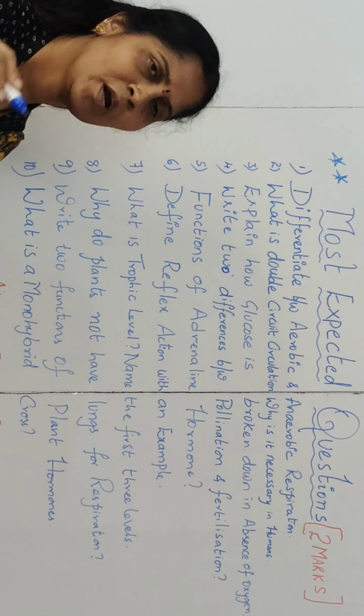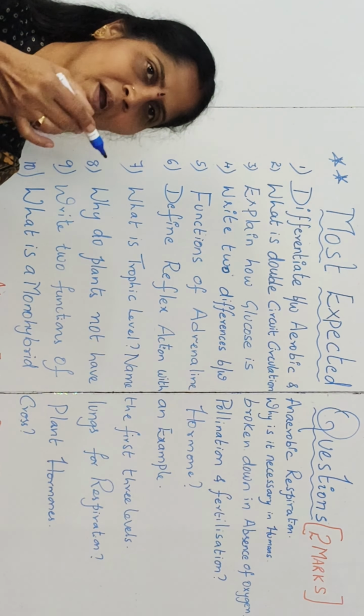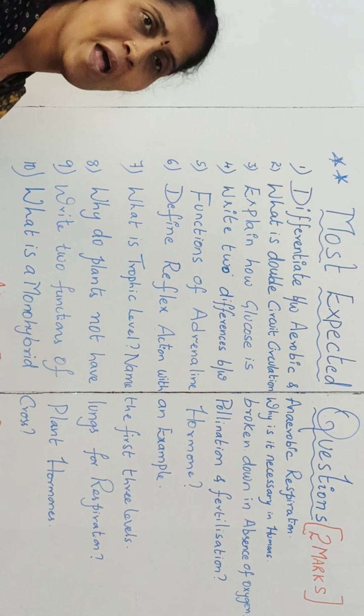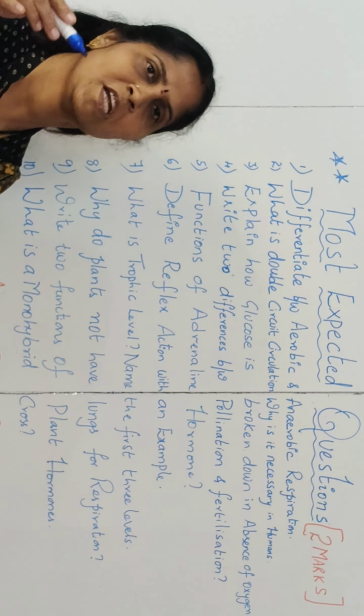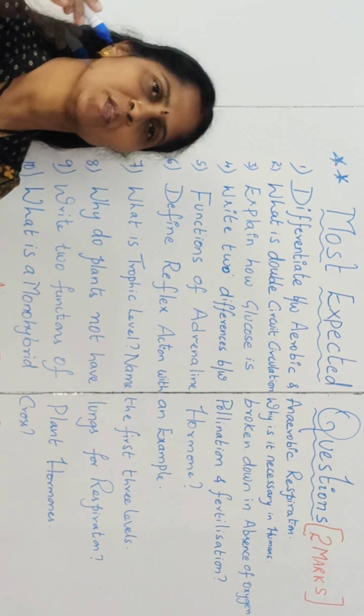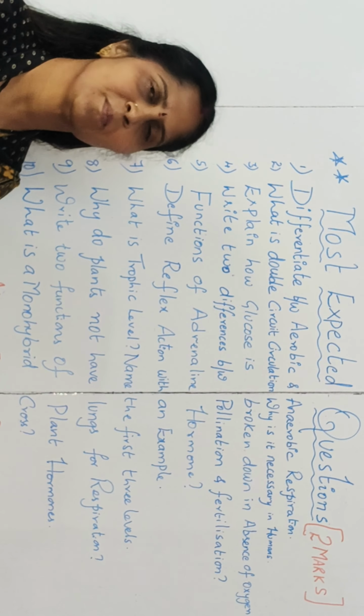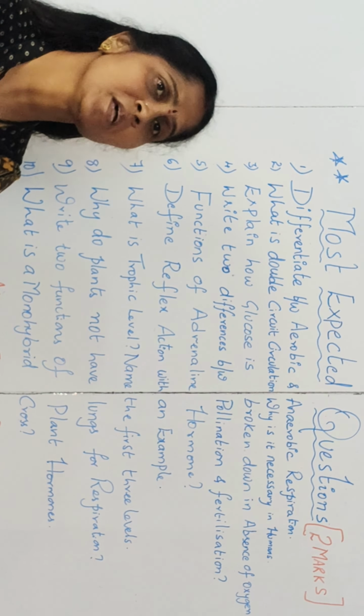Explain how glucose is broken down in the absence of oxygen. For this you can write the same points as we have discussed for anaerobic respiration. And the next is, write two differences between pollination and fertilization. Pollination is transfer of pollen from the anther to the stigma. Fertilization is fusion of gametes.